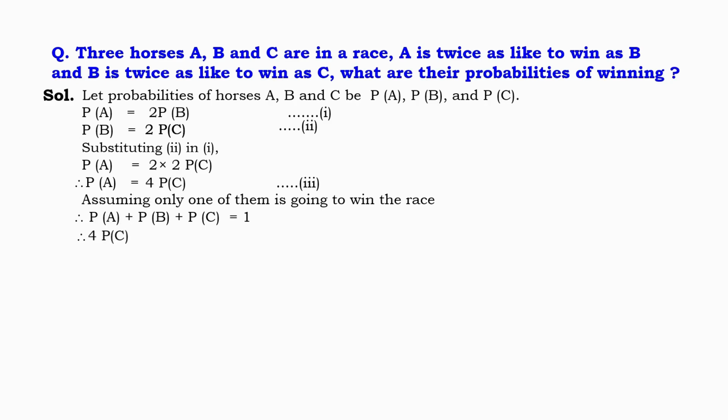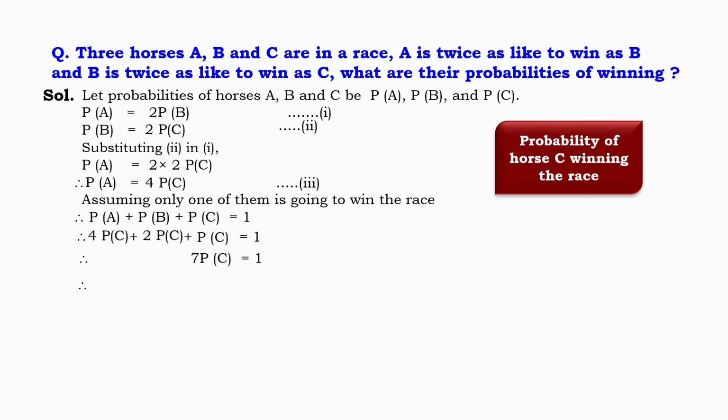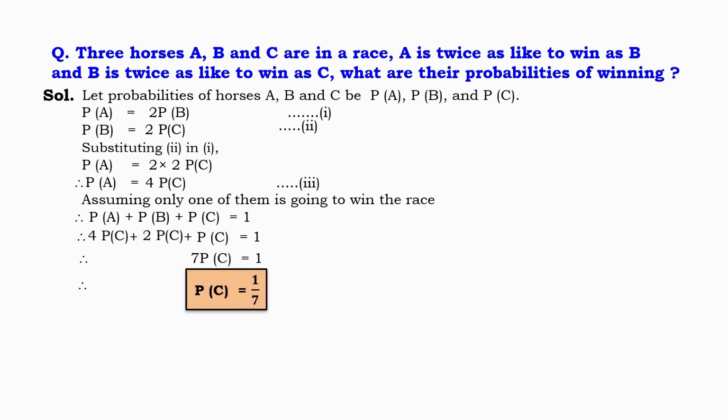Now replace the values. In case of PA, it will be 4PC, plus PB, let us replace with 2PC, and PC we keep as it is. Now that will become 7PC equal to 1. So the probability of horse C winning the race is PC equal to 1 by 7.